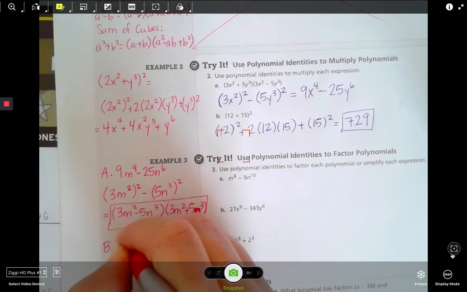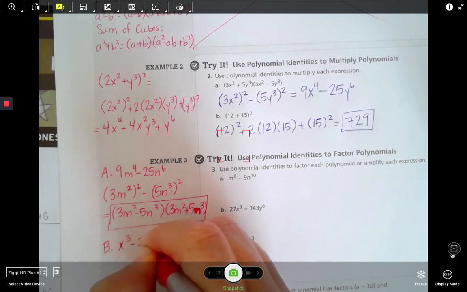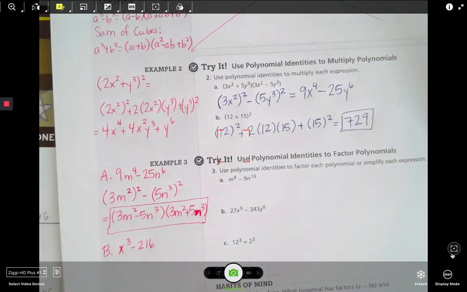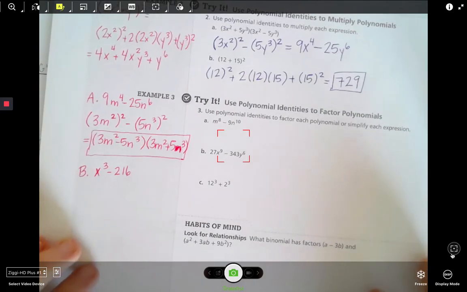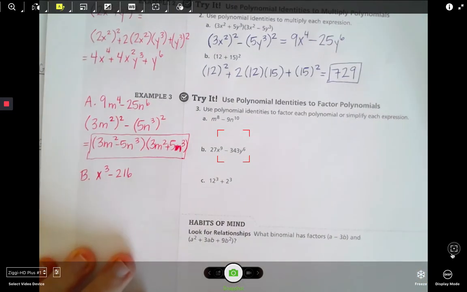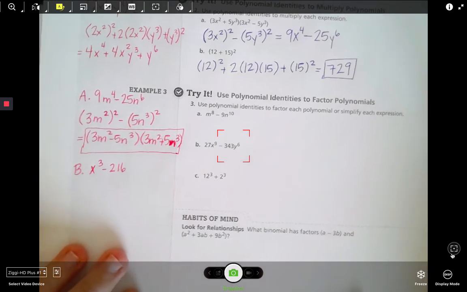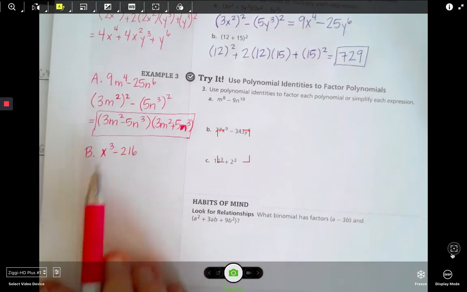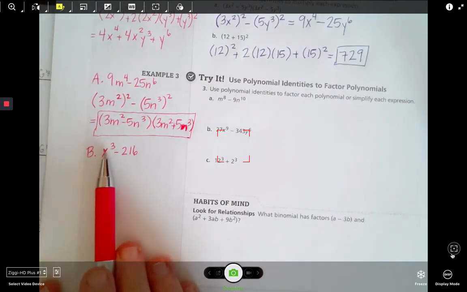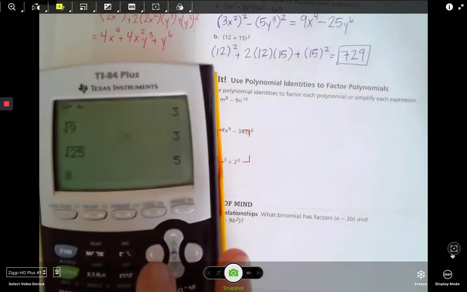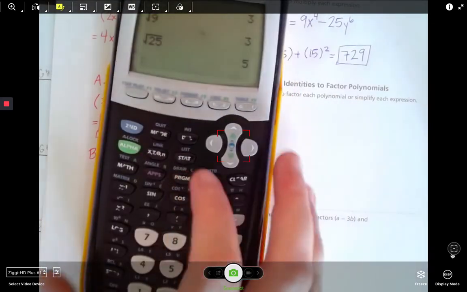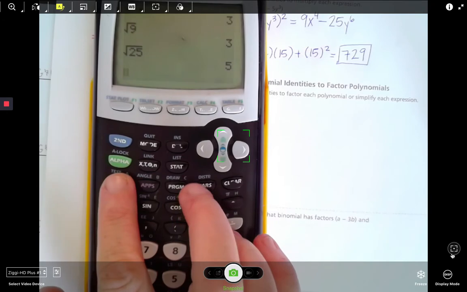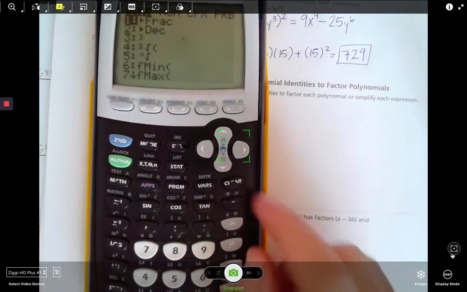B, I've got x to the third minus 216. All right, I know that this could be the difference of cubes because x to the third power I know is a cube, right? But I need to make sure that 216 is a perfect cube. Well, I don't know the perfect cubes off the top of my head, but I can use this calculator.